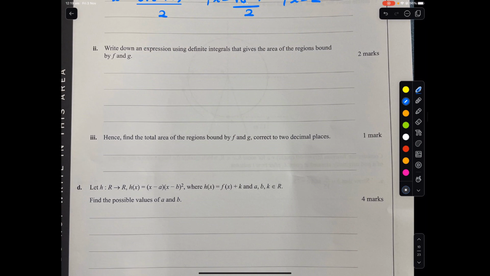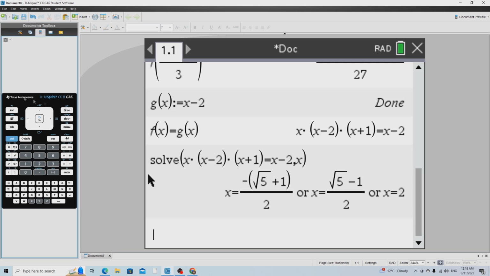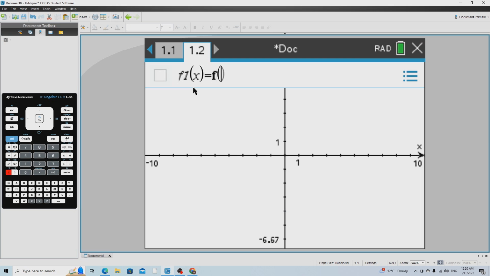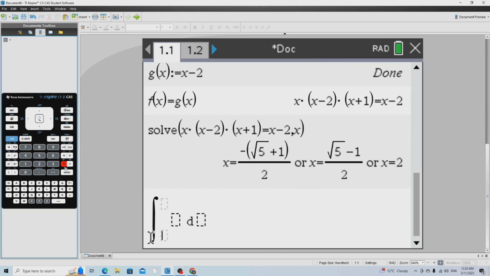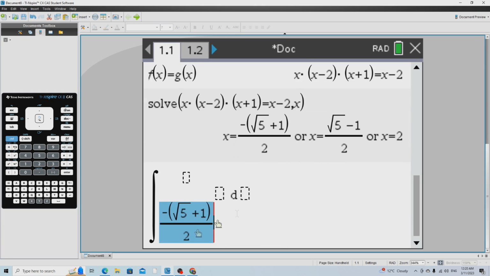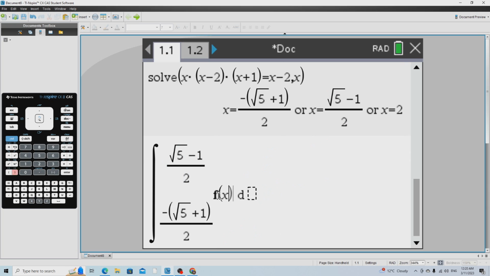Write down an expression using definite integrals that gives the area of the regions bounded by f and g. Easy. Let's just graph this to visually look at it. So f of x, g of x, and we found the points of intersection. To find the area bounded, we take the integral from this point of intersection to this point of intersection, where the top function is f of x. So f of x minus g of x dx.